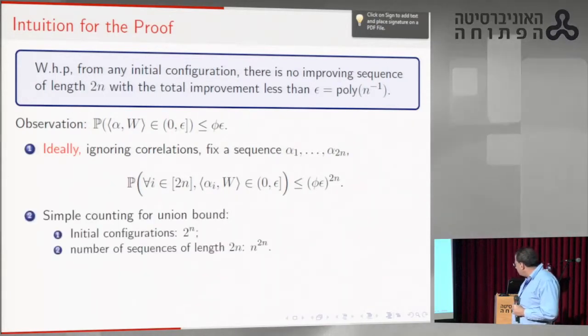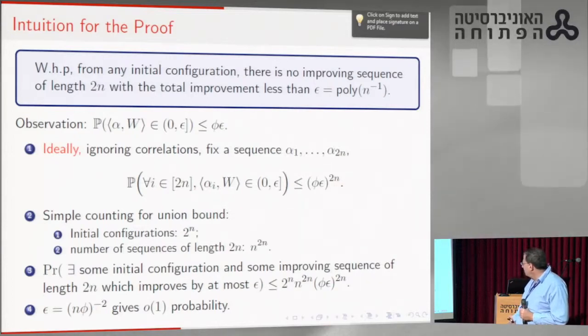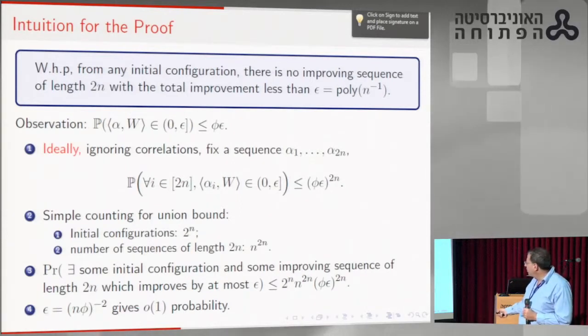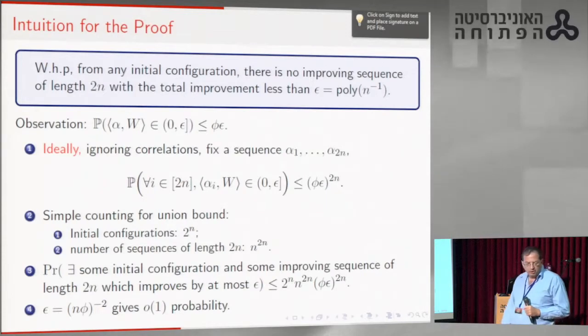And then we just want to do a union bound. So as it stands, this is not true in general, because we ignored the possible and indeed existing dependence between these. But let's ignore this and just see where we'd like to go. So if such a bound would hold, we would do a union bound. We have 2 to the n initial configurations.